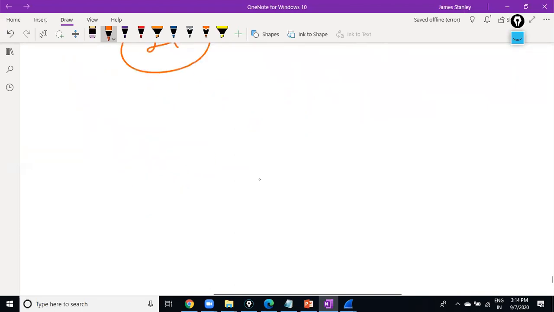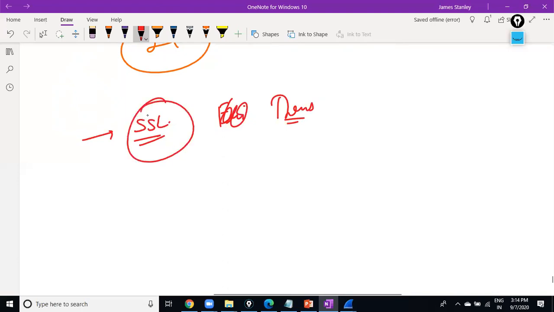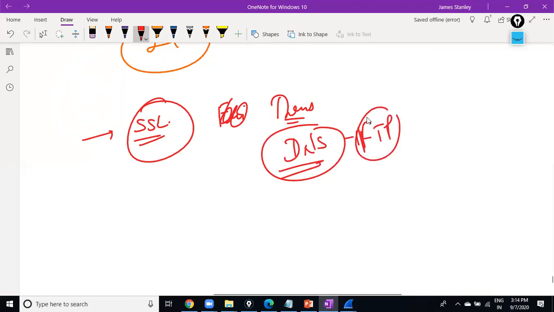And after that, if you are interested, then we will start with SSL from Thursday onwards. It depends on you. Okay, maybe on Thursday or Friday we will cover DNS. DNS or FTP, we can cover these two things also.